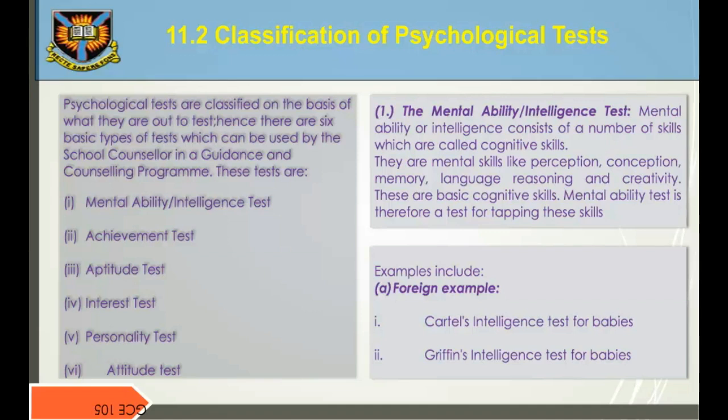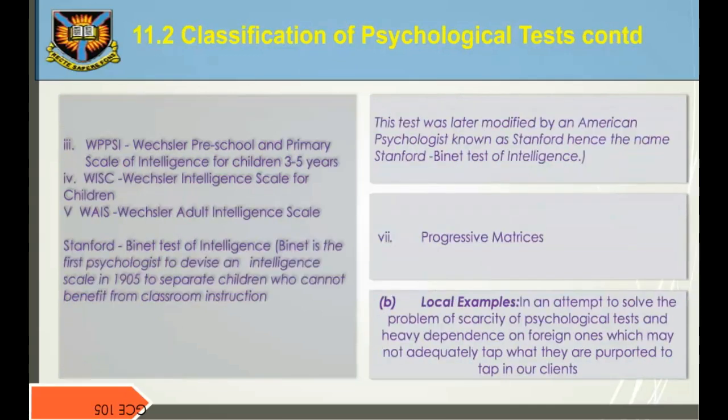Examples include Cattell's Intelligence Test for Babies, Griffiths' Intelligence Test for Babies, WPPSI, Wechsler's Preschool and Primary Scale of Intelligence for Children 3 to 5 years, WISC, Wechsler's Intelligence Scale for Children, WAIS, Wechsler's Adult Intelligence Scale, Stanford Binet Test of Intelligence.